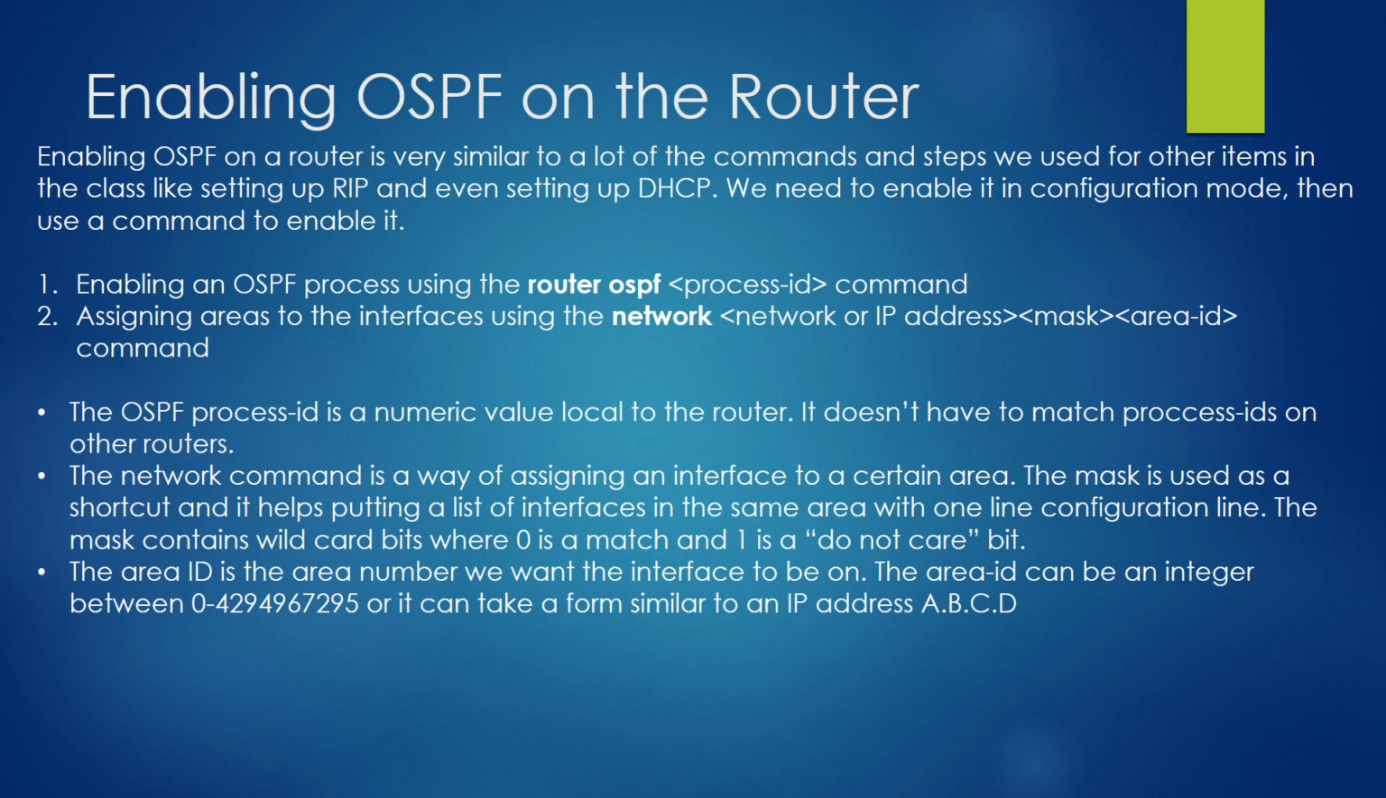The OSPF process ID is a numeric value local to the router. It doesn't have to match process IDs on other routers. The network command is a way of assigning an interface to a certain area. The mask is used as a shortcut and it helps put a list of interfaces in the same area with one-line configuration lines. The mask contains wildcard bits where 0 is a match and 1 is a do-not-care bit. The area ID is the area number we want the interface to be on. The area ID can be an integer between 0 and 4,294,967,295, or it can take a similar form to an IP address, as a.b.c.d.